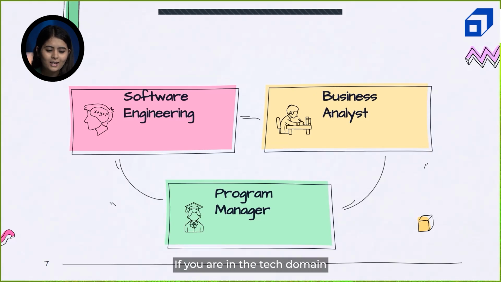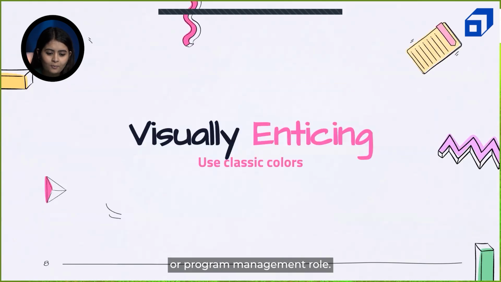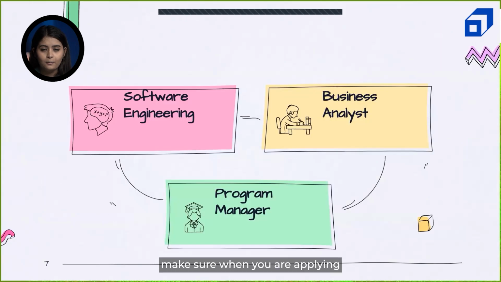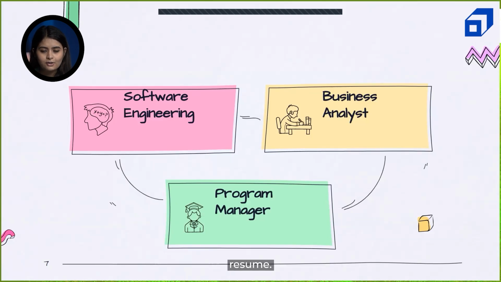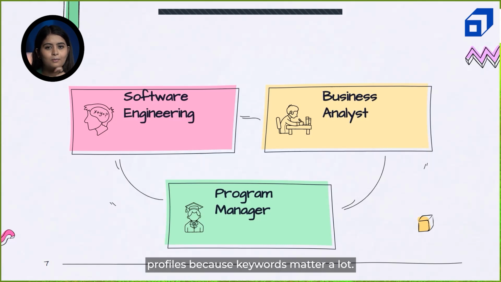If you are in the tech domain and you want to get a job as a software engineer or maybe a mobile application developer, make sure, for the different roles, in the starting, when we are in third year or fourth year of our engineering, we have multiple options in our mind. Sometimes we want to explore the software engineering domain, sometimes we want to try business analyst or program management roles. So there are plenty of them. Make sure when you are applying for each of those roles, you make a different resume. Don't use the same resume for all the profiles, because keywords matter a lot.